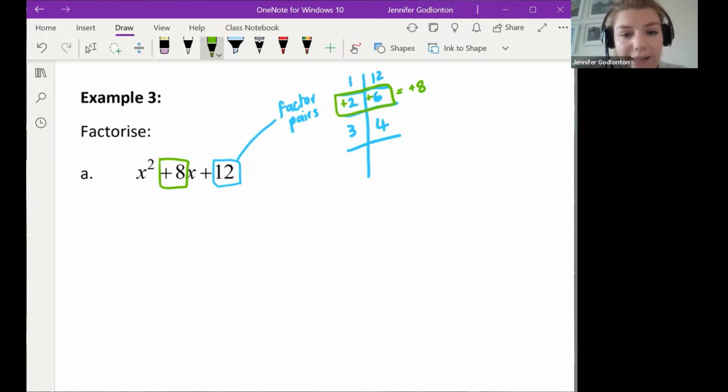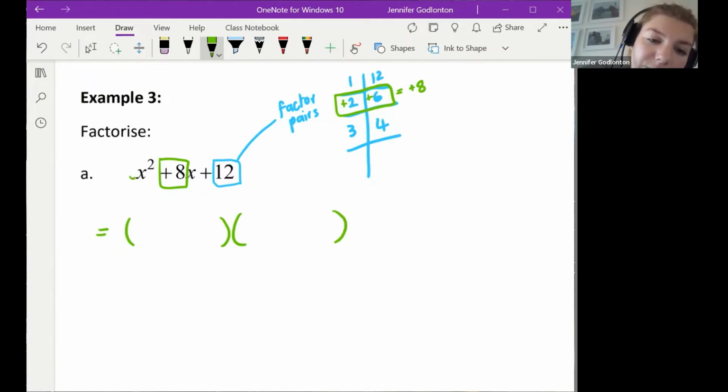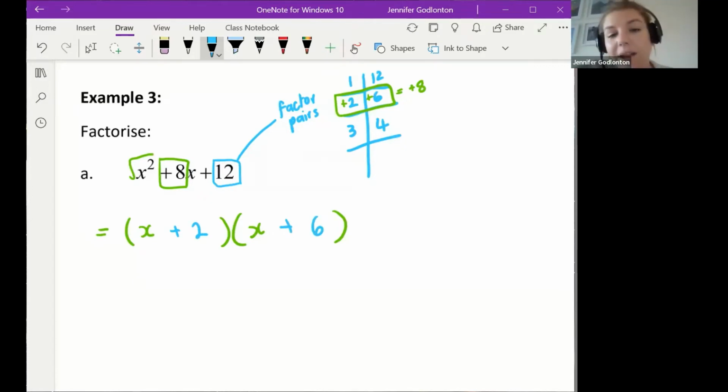Then when we write this out, for trinomials, we always have 2 brackets, the same as difference of 2 squares. There's always 2 brackets. Okay. We will square root that x squared, so we'll have an x over here and an x over there. So we're going to have an x and an x. And then we write whatever factor pairs we found over here. So we had plus 2 and we had plus 6. And we have factorized this trinomial.